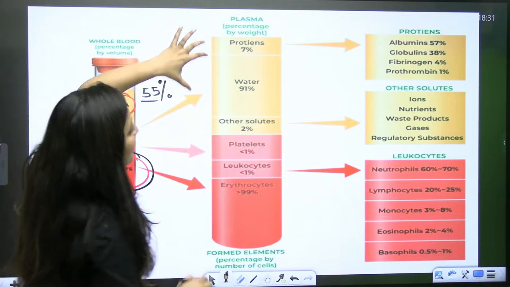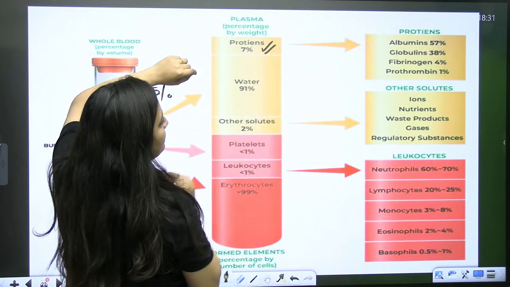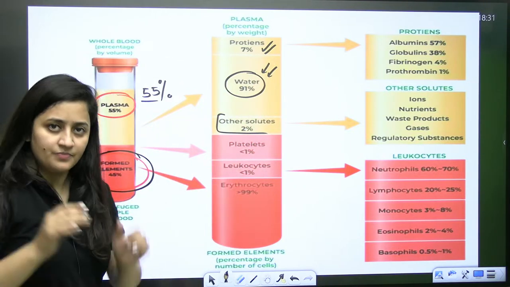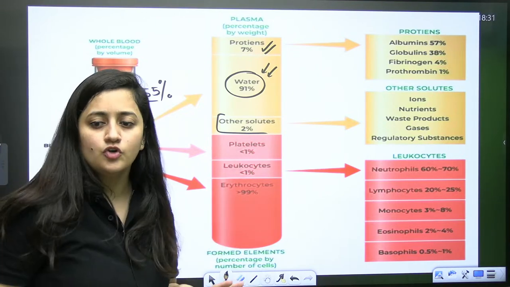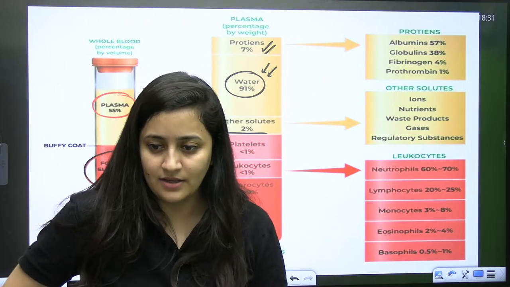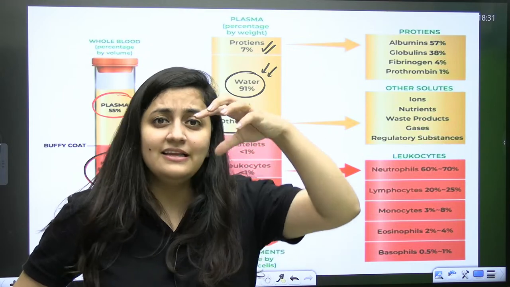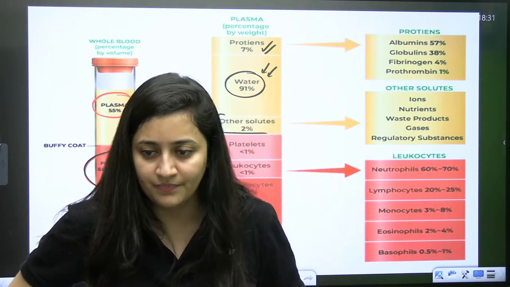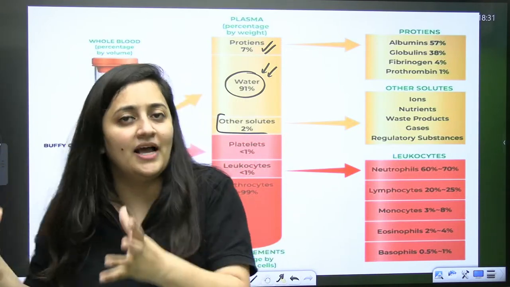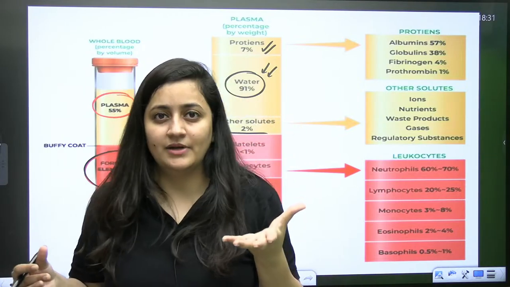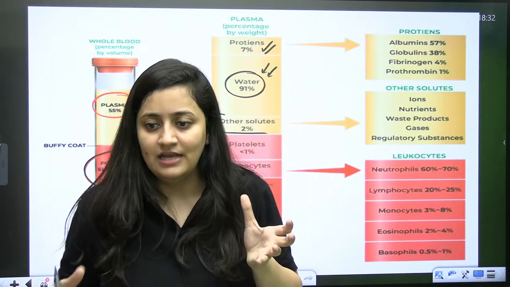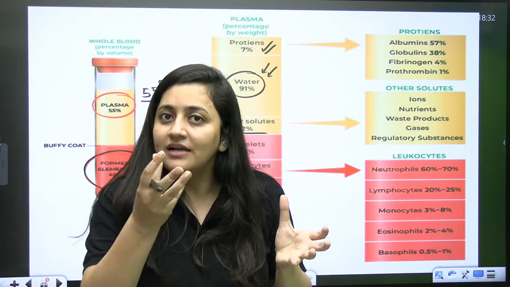So plasma, by weight, proteins are near about 7%. Majorly it is water, and there are certain other solutes as well. Let me explain this part. I hope you all like chocolate milk, or Bonvita. We are mixing chocolate powder in the milk. So that milk is the plasma, and the chocolate powder is the formed elements, that are basically the blood cells.